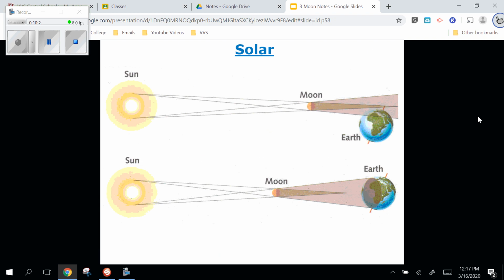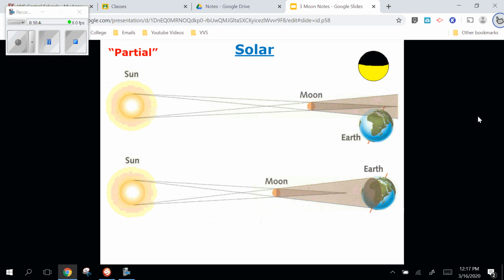And in this top picture here, notice how the moon and the Earth and the sun don't exactly line up. The moon is still between the sun and the Earth, but it's not exactly in line. So just part of the sun gets blocked. That's called a partial solar eclipse. It's going to look something like that. You're going to get part of the sun being blocked.